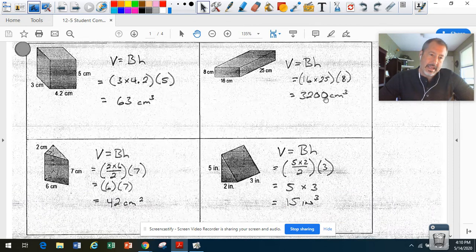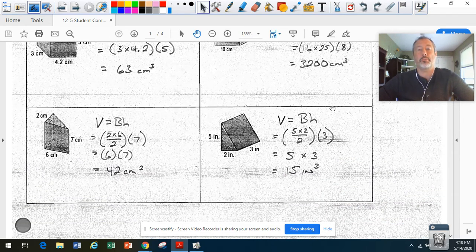Okay, now down here we have triangular prisms. So that means that the bases are going to be triangles.